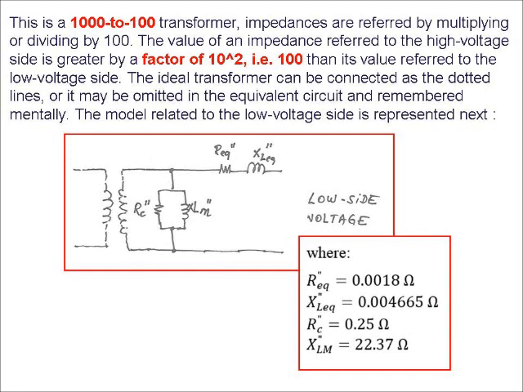So by using a factor of 100, we divide by 100. So REQ double prime is 0.0018, XEQ double prime is 0.004665, RC double prime is 0.25, XLM double prime is 22.37 ohms. So on the low voltage side, we have smaller impedances that are reflected from the high voltage side by the turns ratio squared.